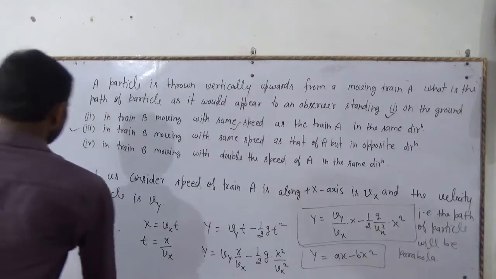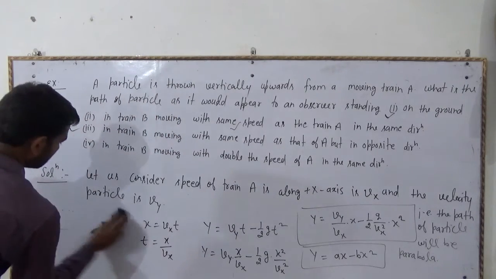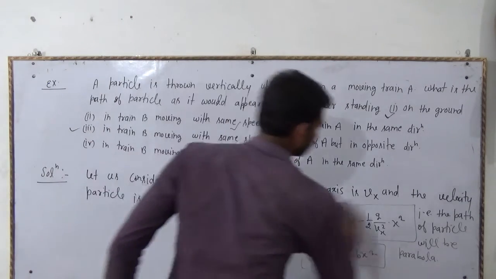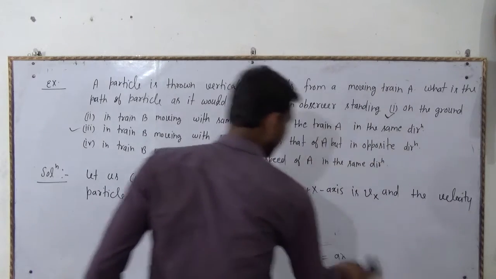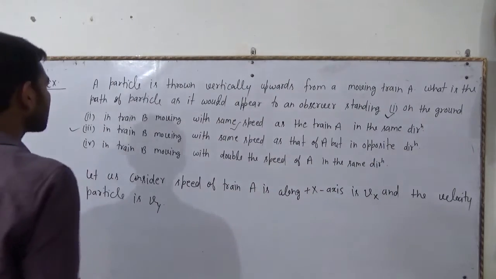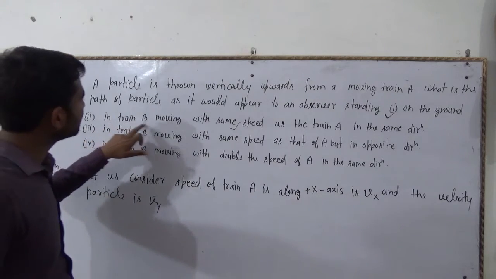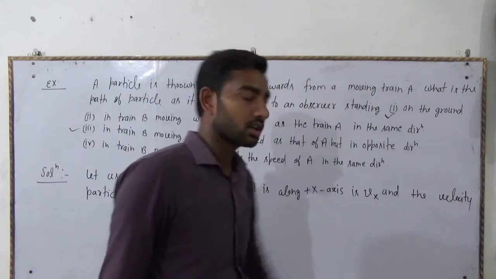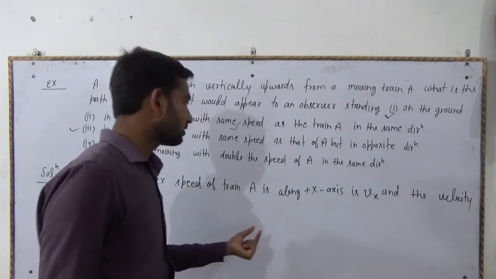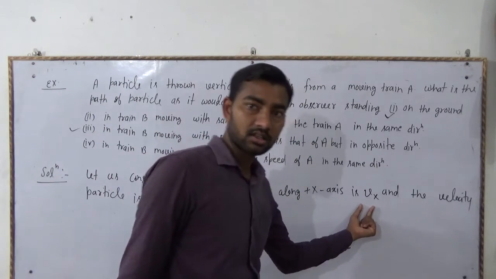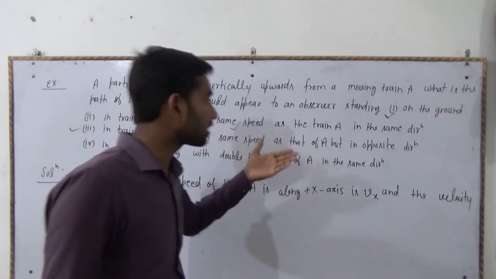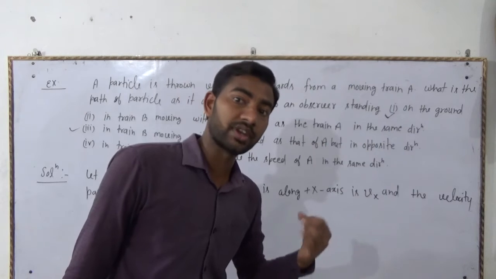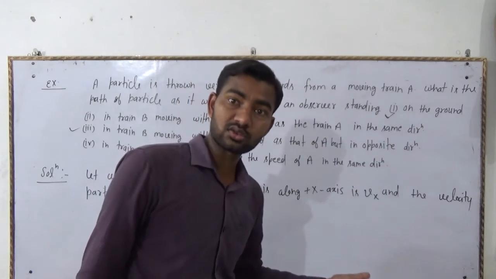Friends, now we will continue and see the solution of the second part, the second condition: in train B moving with the same speed as train A in the same direction. Here we have considered Vx is the speed of train A, so the speed of train B will also be the same, Vx, and the direction is also the same.